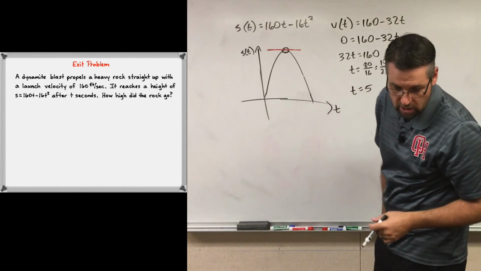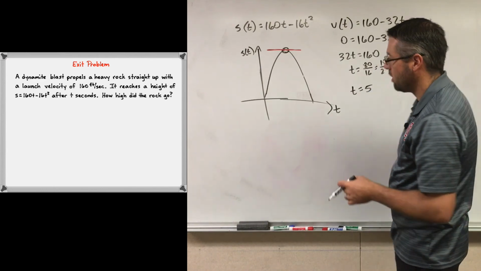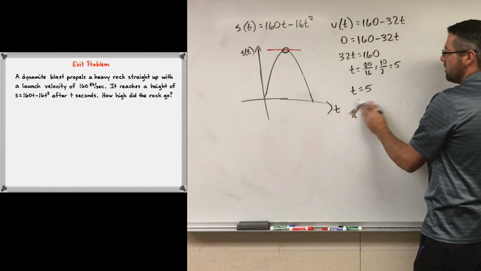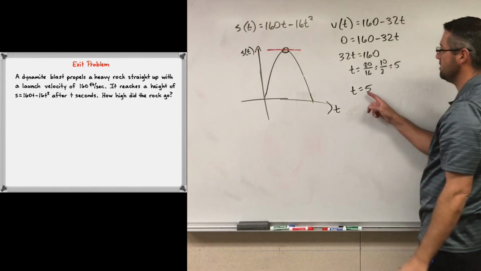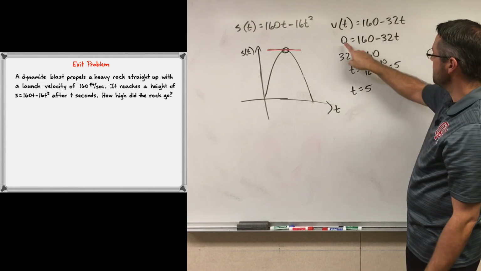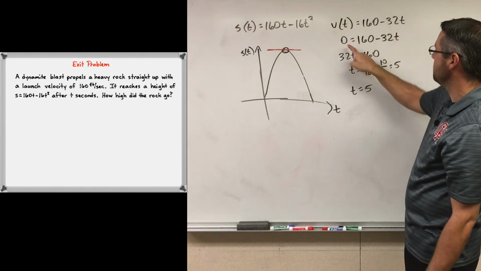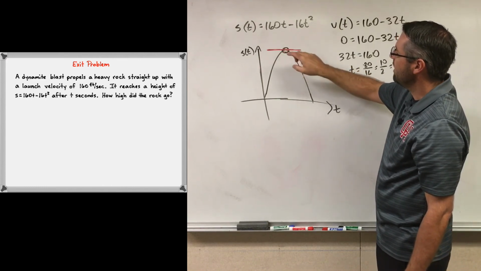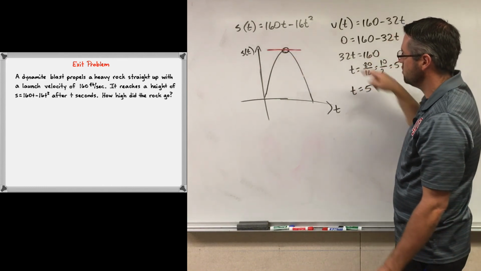Now the question was, how high did the rock go? So we're going to have to take that and plug it in there. We'd end up with not v of 5. We don't want to plug it into the velocity function. If I plug 5 into the velocity function, I would just get 0 out, because that's how I got 5 to start with, when velocity was 0. I want to know how high it is, and how high it is is given by the position function.